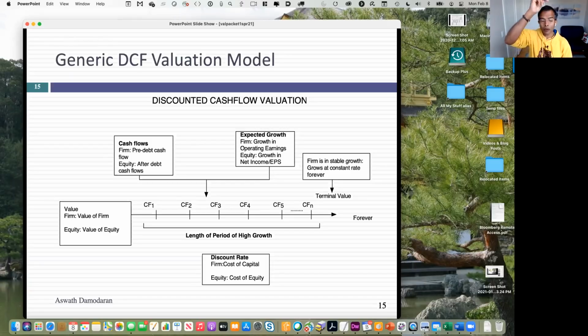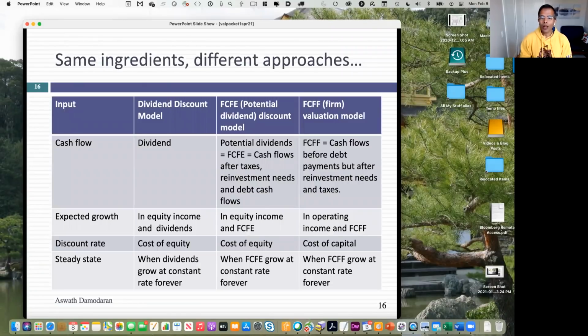If you wear your firm or your business hat, your cash flows are pre-debt cash flows. Your growth is growth in operating income. The discount rate is a cost of capital, and what you get as a value is the value of the firm. So while we think of these approaches as different in terms of mechanics, they share a common root. Every discounted cash flow model, if you think about it, has a cash flow, a discount rate, a growth rate, and steady state. Every single DCF model builds off the same ingredients.